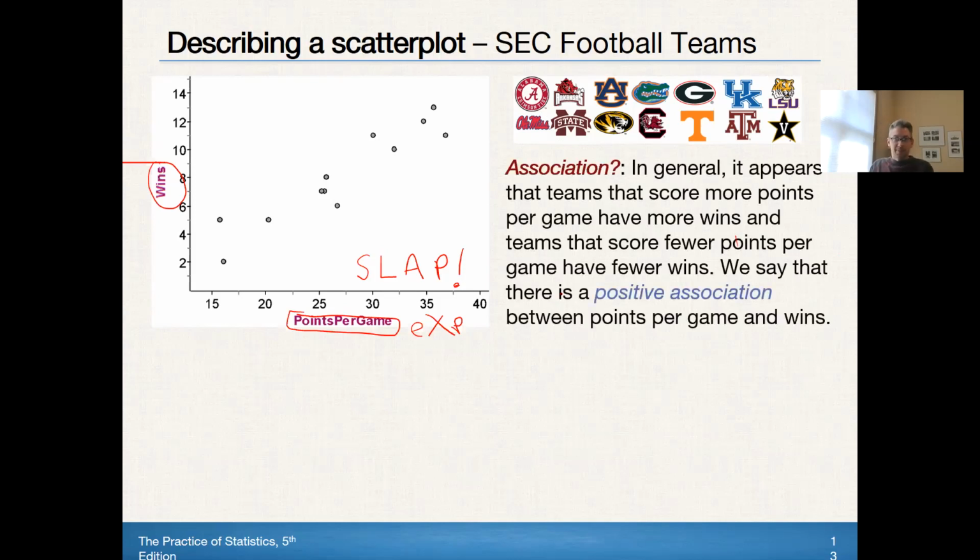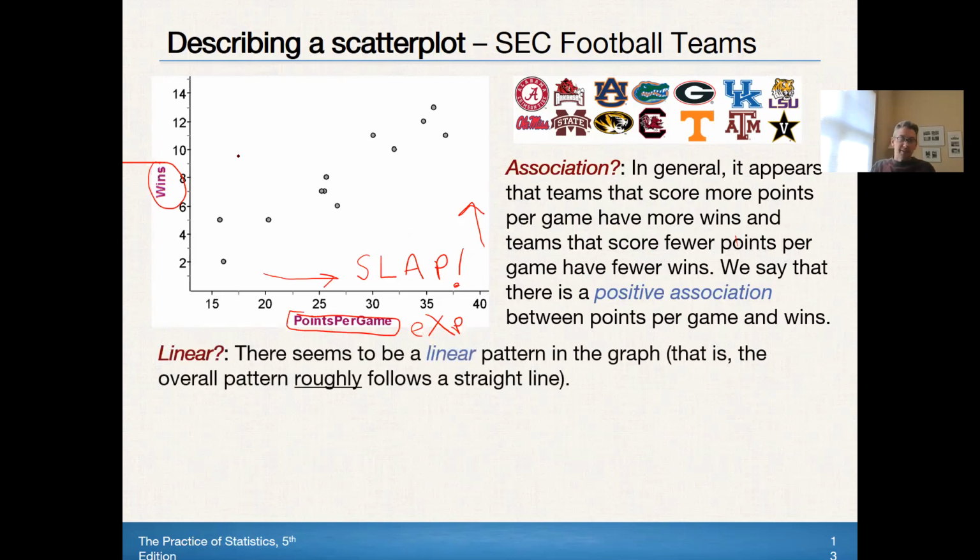For association, I said in general, it appears teams that score more points per game have more wins, and teams that score fewer points have fewer wins. So that's a positive association. As points per game goes up, your wins tends to go up too. Probably not a surprise. If you have a team that scores a lot of points, they tend to win more. And that's a positive association.